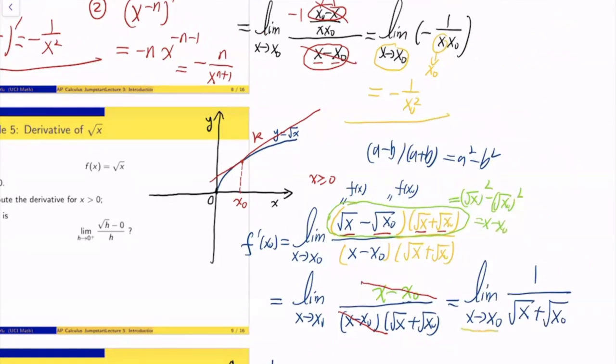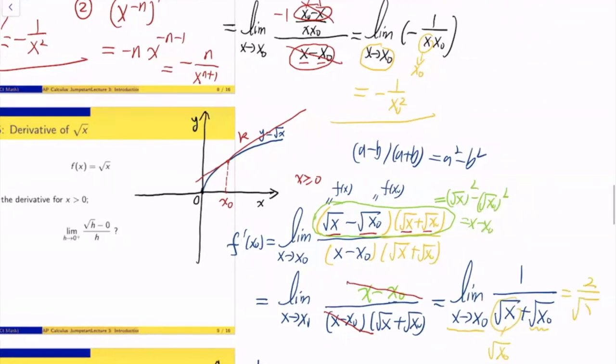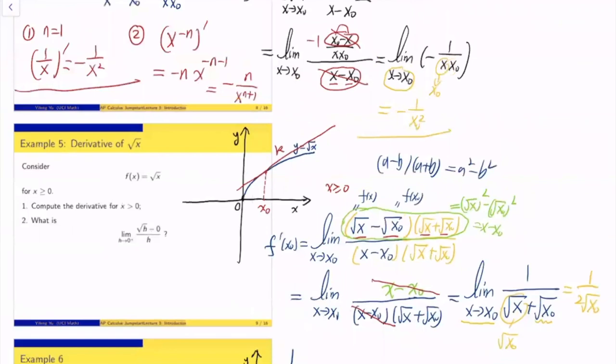Because x approaches x0, this is fixed, and I can just replace x by x0 by the limit. So this equals 1 over 2 copies of the square root of x0. As a summary, the derivative of the square root of x is 1 over 2 times the square root of x.